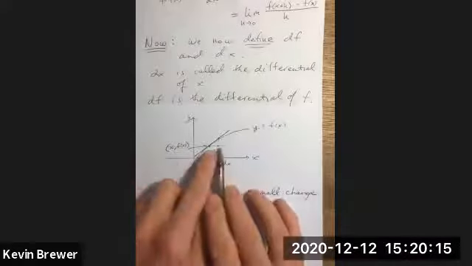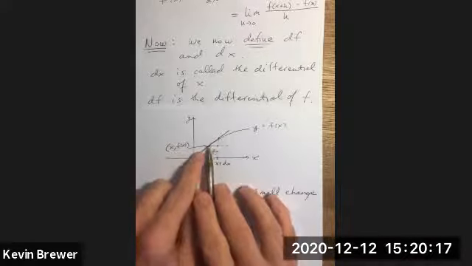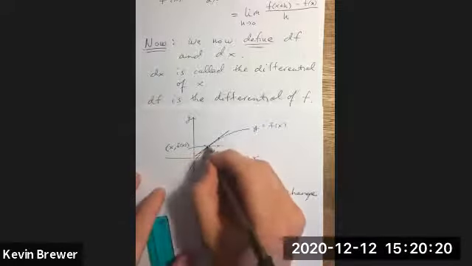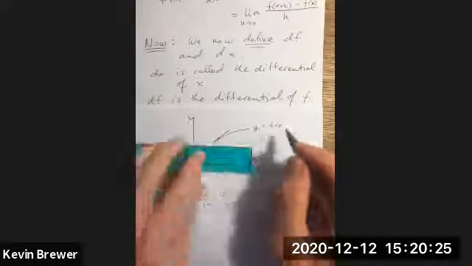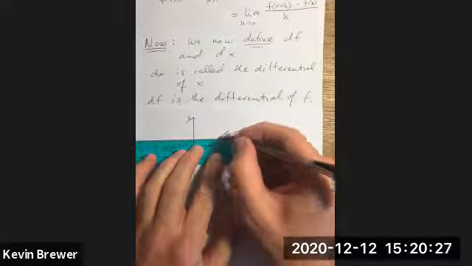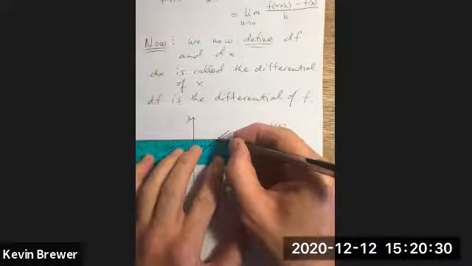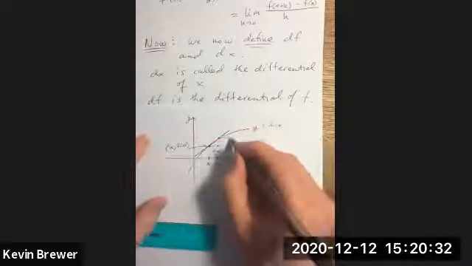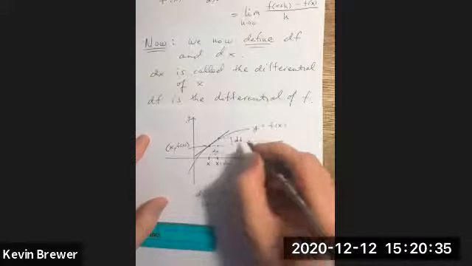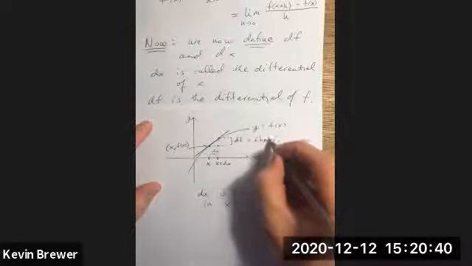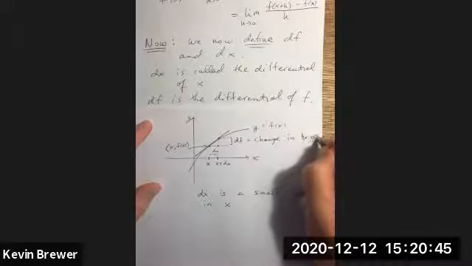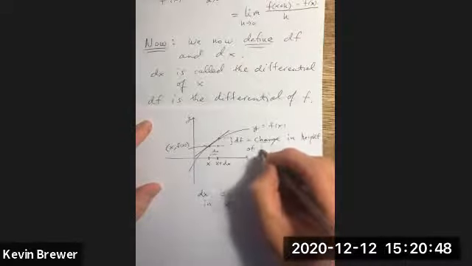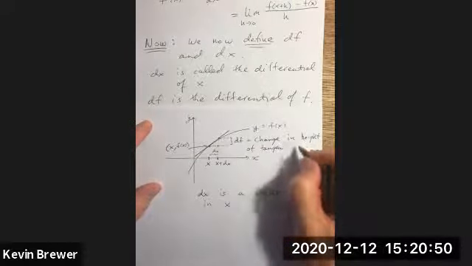So there's where both the function and the tangent line were back here. And then there's this place up here where the tangent line is after we move over dx. And that's what df is. df equals the change in height of the tangent line.